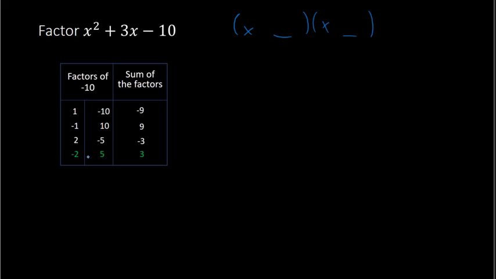And this last one is the one that I want, because multiplied together we get negative 10, and we add them to get 3, which is the middle number. So my solution is x minus 2 and then x plus 5. Put the minus 2 in and the positive 5 in.